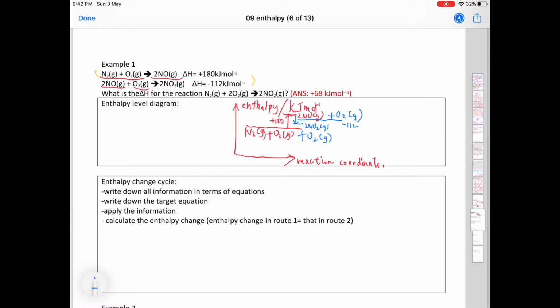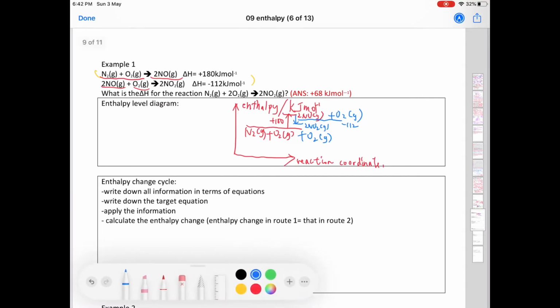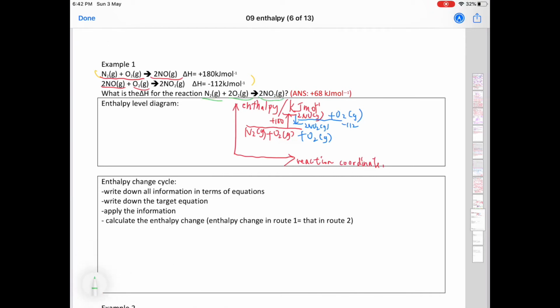Then what we want to find out finally is that N2 with 2 oxygen forms NO2 gas. So if we check the route, 1 N2 reacts with 2 oxygen diatomic molecules to form 2NO2, then the enthalpy change will just equal this green arrow. Is it okay? Then of course, according to the direction of the arrow, you can see that the enthalpy change should be a positive value by Hess's law.